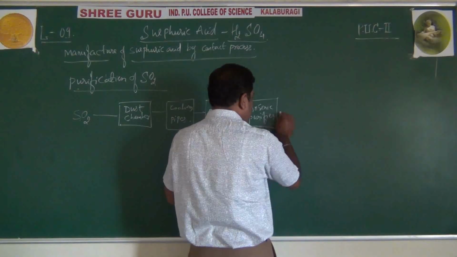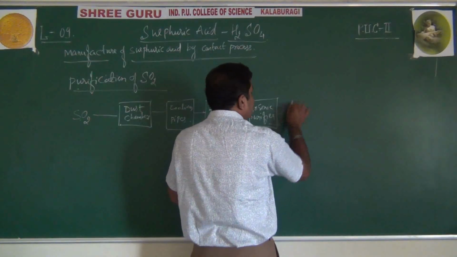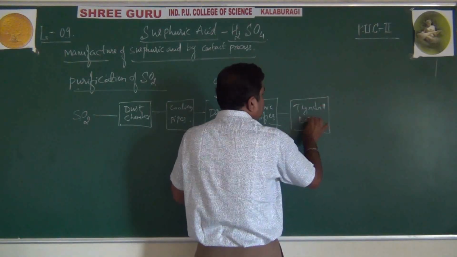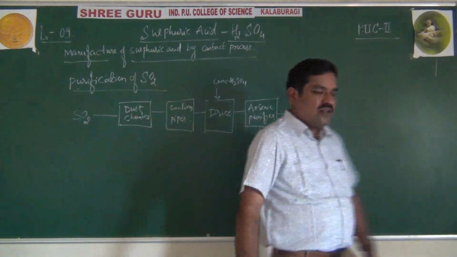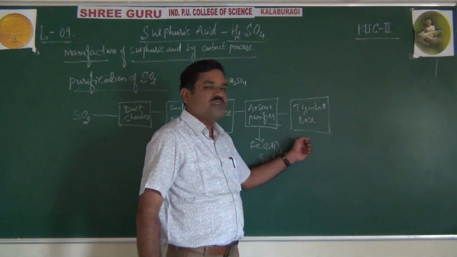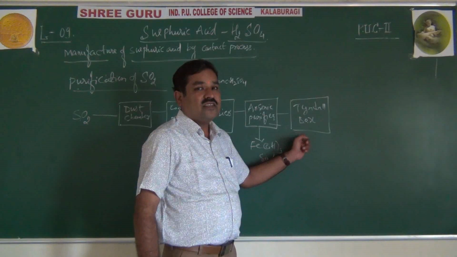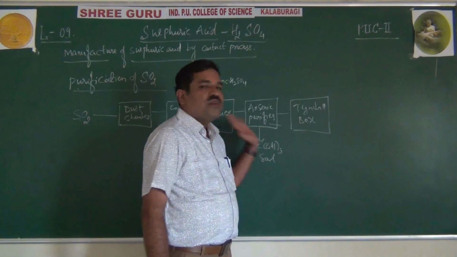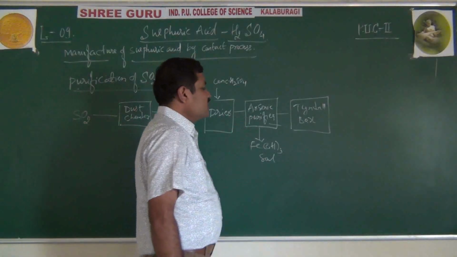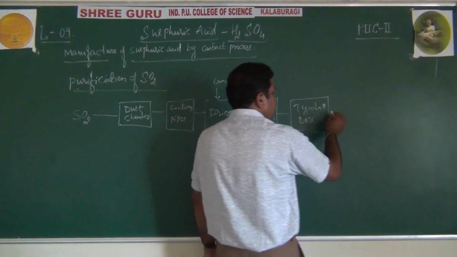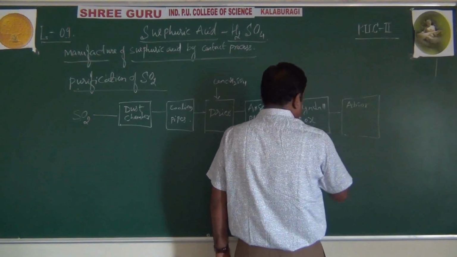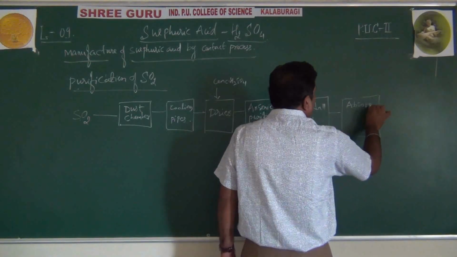Then, to test whether it is purified or not, it is passed through what? Tyndall box. Remember, Tyndall box. See, what is Tyndall effect? Scattering of light by the colloidal particles. When the light is passed through this Tyndall box, if the light is observed, that is due to scattering by suspended dust particles. If the light is invisible, the gas is pure. If it is not pure, you have to pass it once again through all these units: dust chamber, cooling pipe, dryer, then arsenic purifier. Once it is invisible, then comes absorption. SO3 is absorbed where? In the absorption tower.